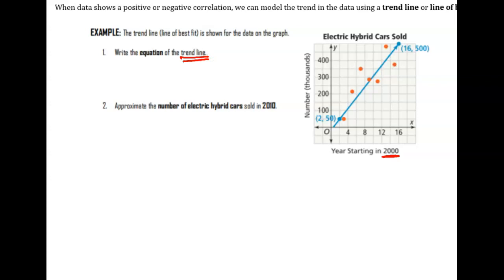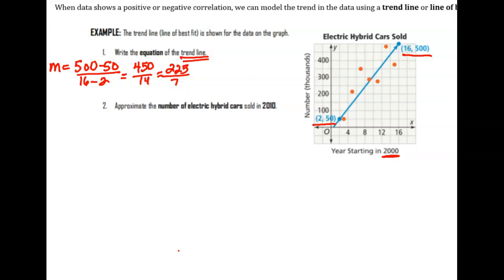So right now this is a little complicated, but let's figure out the slope here. We have 2 points that are actually on this trend line that we can use. We've got the points (2, 50) and (16, 500). So finding our slope, we would just say 500 minus 50, divided by 16 minus 2. So our slope would actually be 450 fourteenths, which is 225 sevenths. Okay, so there's our slope.